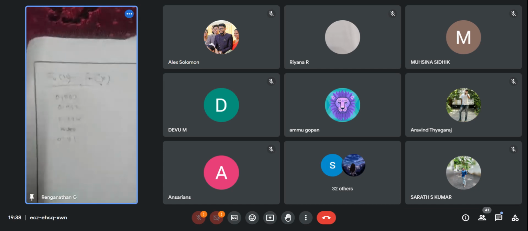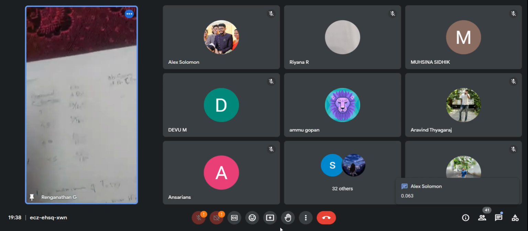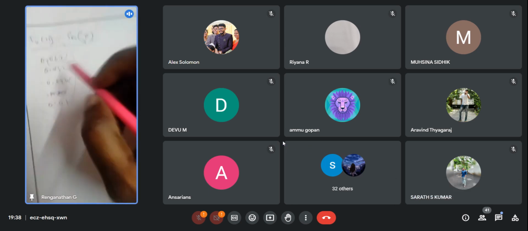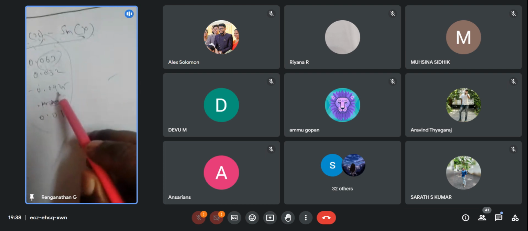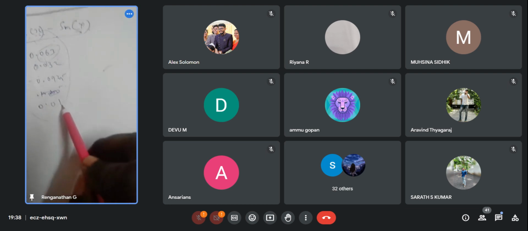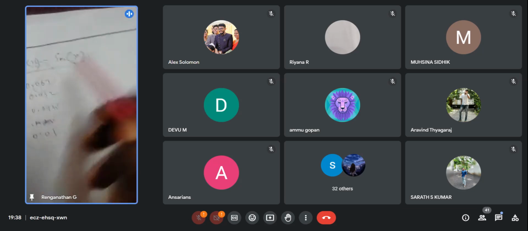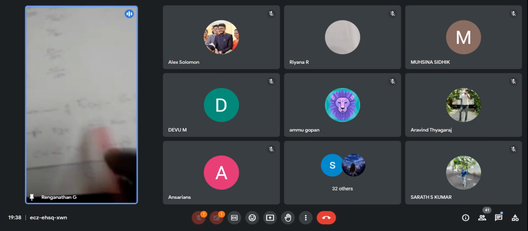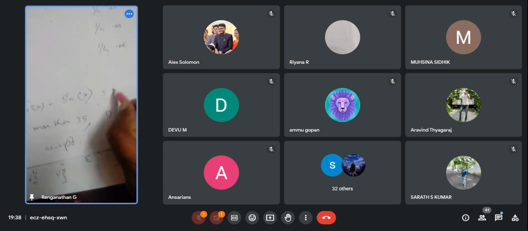0.063 is the maximum item. Yes. There are only 4 figures here: 0.063, 0.032, minus 0.0925, then 0.01. Out of which the highest item is 0.063. So the D value, which is the maximum of F0(x) minus Sn(x), is 0.063.